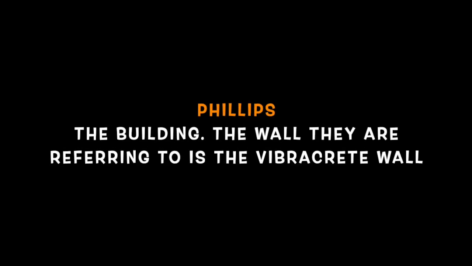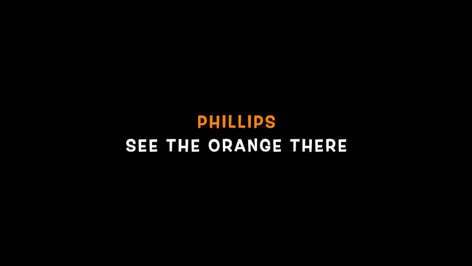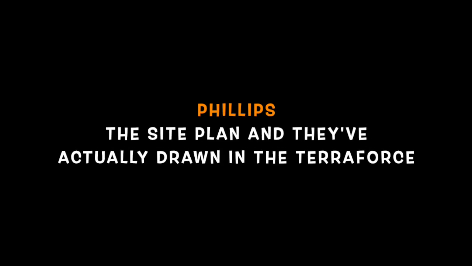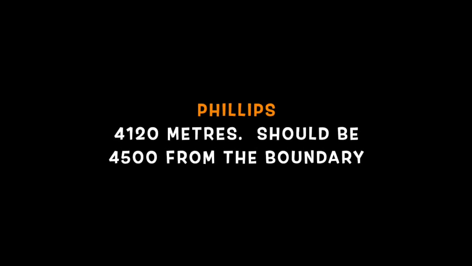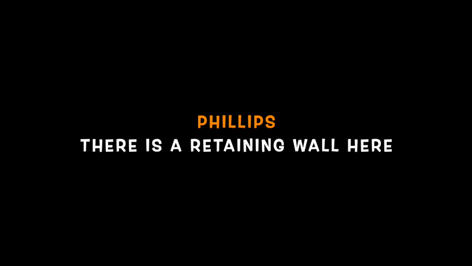Okay, so it is Barry. Have a look at this. Yeah. The wall they're referring to is the Vibercrete wall. Okay, see that Vibercrete? See the orange there? Now this is interesting. They've got the site plan, right? And they've actually drawn in the terraforce. Can you see? And see, there's no boundary wall on Erf 57, and they're saying that it's 4120 metres, should be 4500 from the boundary. There is a retaining wall here.